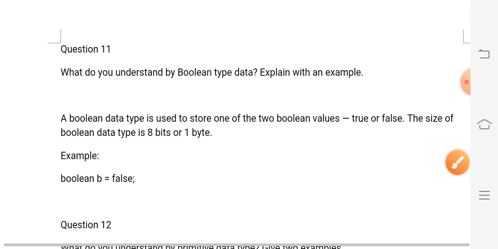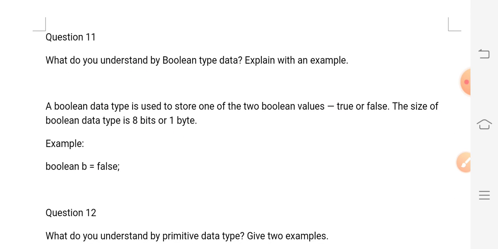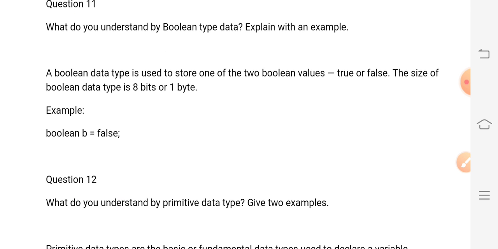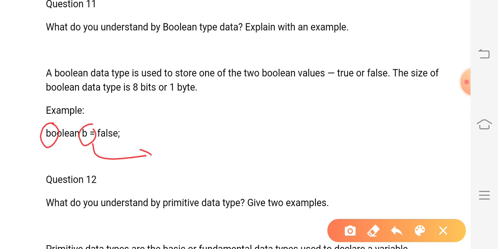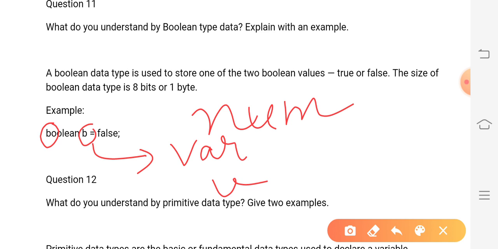Okay. 11th question, what do you understand by boolean data type? Explain with an example. So here an example is given. Here the b of boolean will be small. The variable name I have taken here is b. You can take anything. You can take var also. You can take b also. You can take n also. You can take num also. Whatsoever you want.